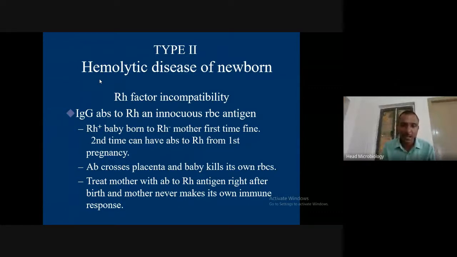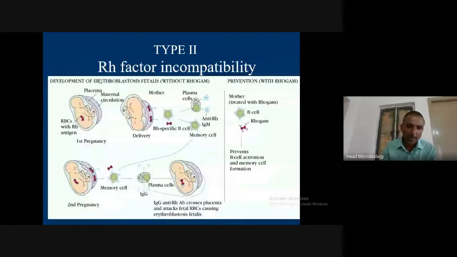The antibodies cross the placenta and the baby's own RBCs are killed. Treat the mother with anti-Rh antibody right after birth, so the mother never makes its own immune response. Here, the placenta and the RBCs carry the Rh antigen. In the first pregnancy, after delivery, there is no problem at all.